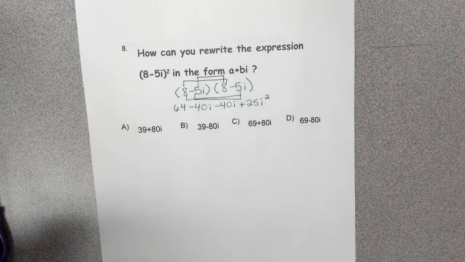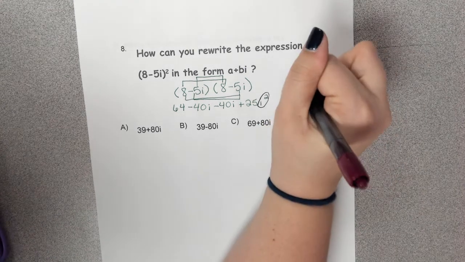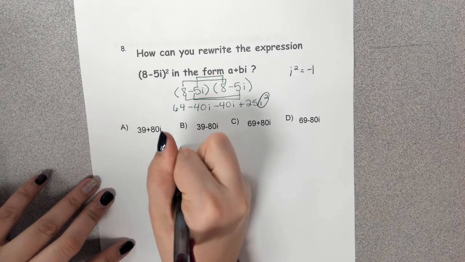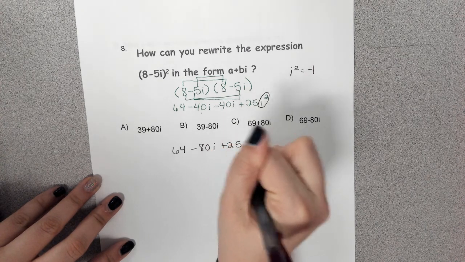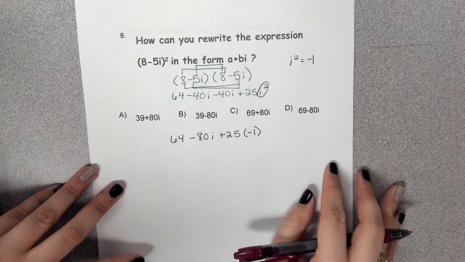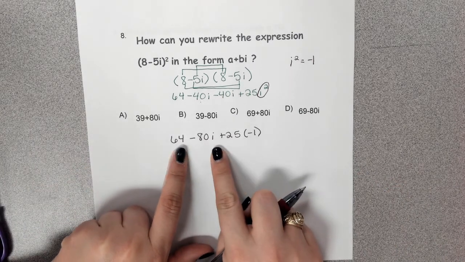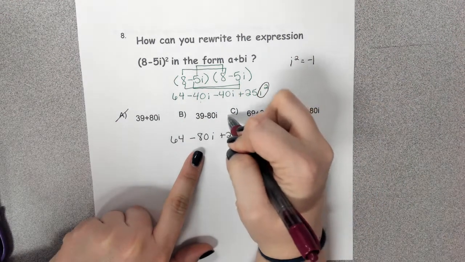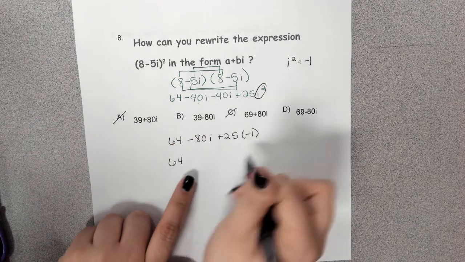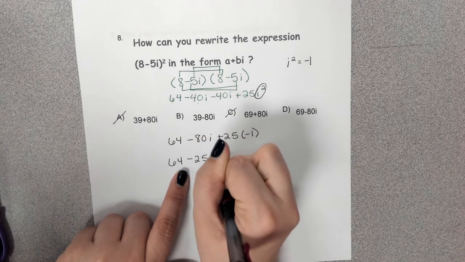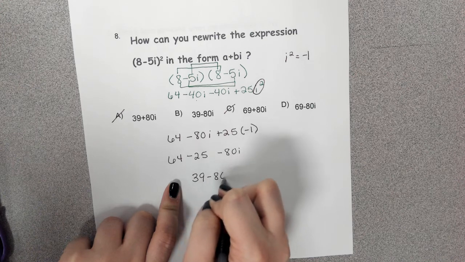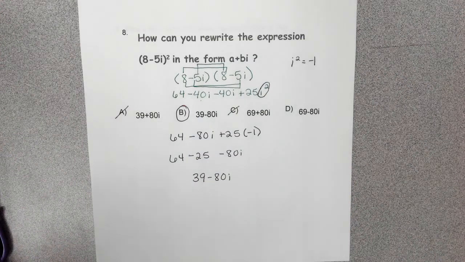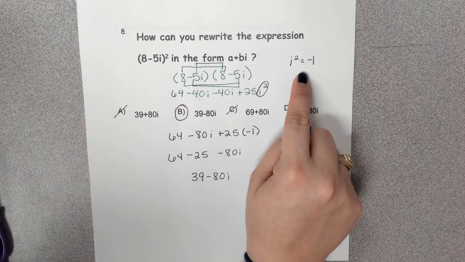Okay. Alright, so now the next thing I want to do is combine like terms, and remember this i squared, so i squared equals -1. So this is like saying 64, well, -40i and -40i gives me -80i, plus 25 times -1, right there. Well, then I need to combine these two numbers here. So I've got 64, and this becomes -25, minus 80i. Well, 64 minus 25 gives me 39 minus 80i, and the only one that matches that is letter B. Please do not forget that i squared equals -1. You need to remember that.